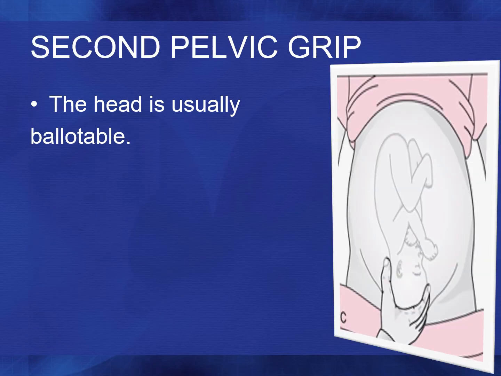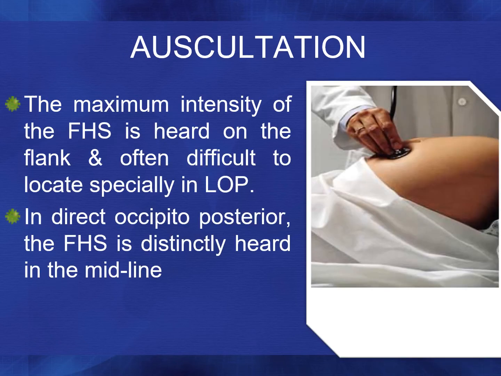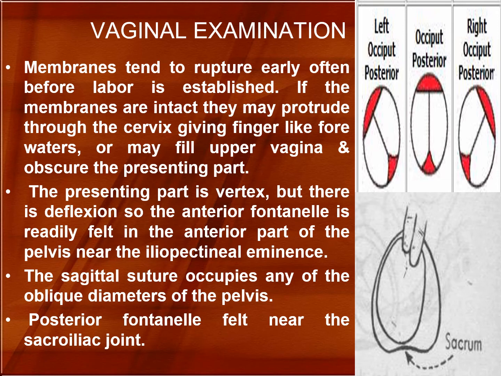And next one is the second pelvic grip. In the case of the second pelvic grip, already I have told you that the engagement may not have occurred, so it will be ballotable or the head will be movable. And in auscultation, the maximum intensity of the FHS is here towards the flank, as the back is towards the flank region, so FHS also will be heard over there. And in the case of left occipital posterior position, it may be difficult to locate it. And in direct occipital posterior position, that is if the occiput is pointing towards the sacrum, you may be able to hear it towards the midline of the abdomen.